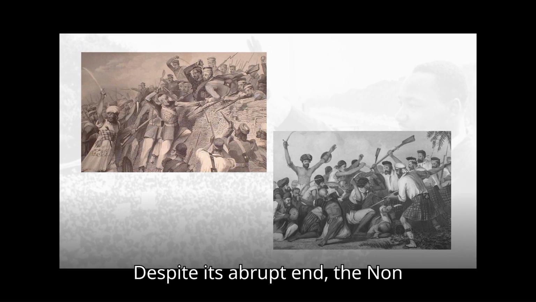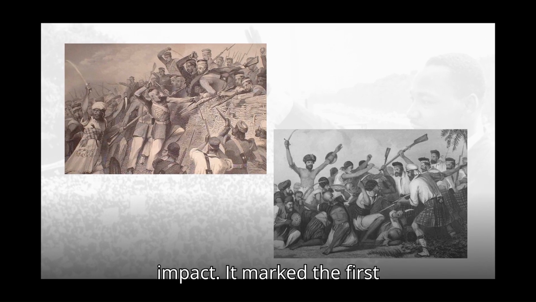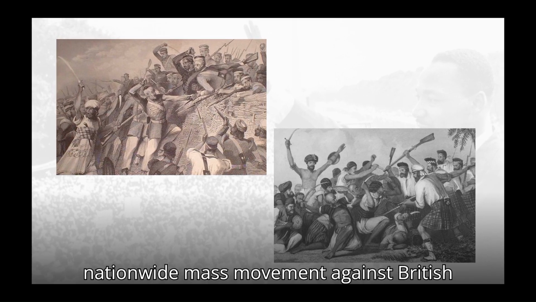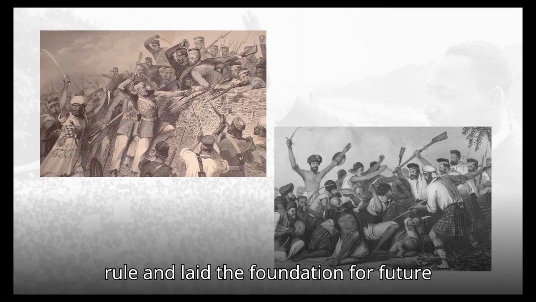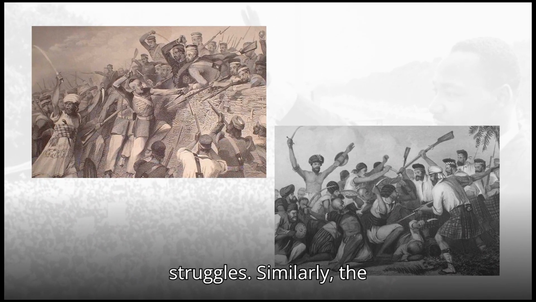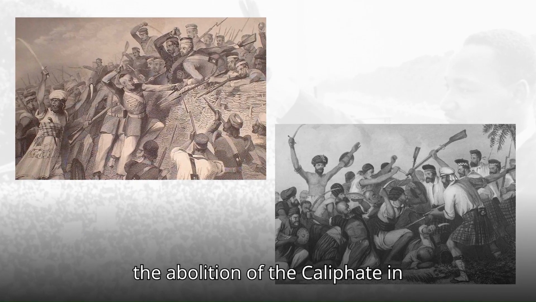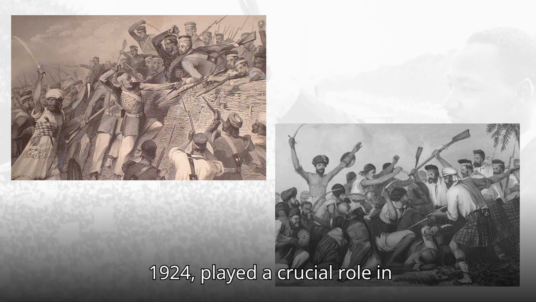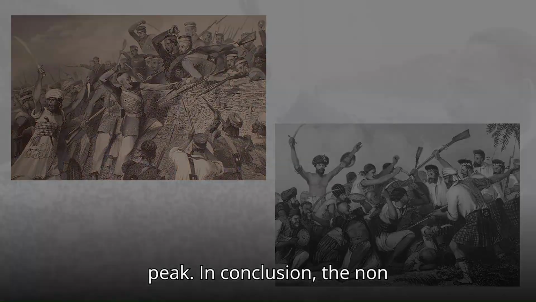Despite its abrupt end, the non-cooperation movement left a lasting impact. It marked the first nationwide mass movement against British rule and laid the foundation for future struggles. Similarly, the Khilafat movement, though it waned after the abolition of the Caliphate in 1924, played a crucial role in fostering communal harmony during its peak.